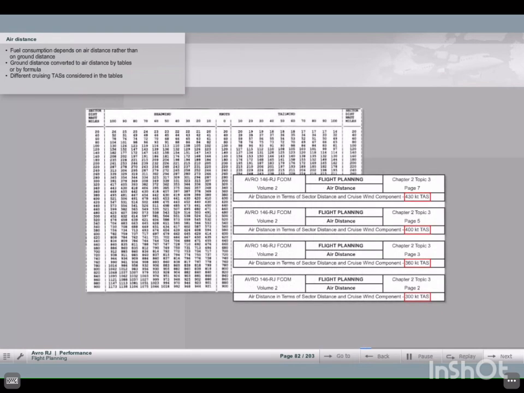Fuel consumption depends on air distance rather than on ground distance. To convert an actual sector distance to an equivalent still air distance, ESAD, 4 air distance tables are provided, covering true air speeds of 300, 360, 400, and 430 knots. Alternatively, the following formula gives the air distance, assuming tailwind positive and headwind negative.